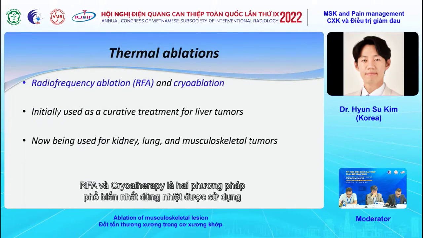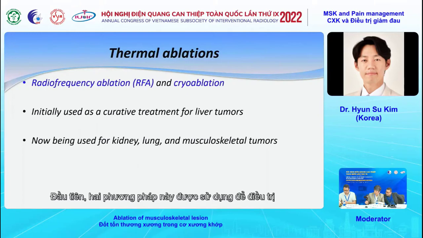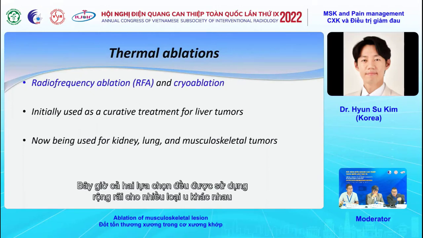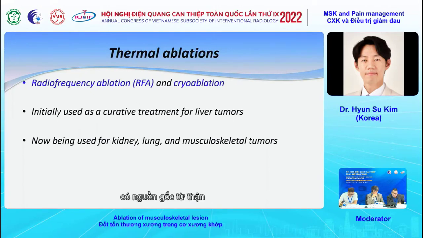RFA and cryotherapy are the two most common methods used for thermal ablations. These treatments were initially used for curative treatment of liver tumors. Now, both options are widely used for various tumors arising from kidney, lung, and musculoskeletal structures.